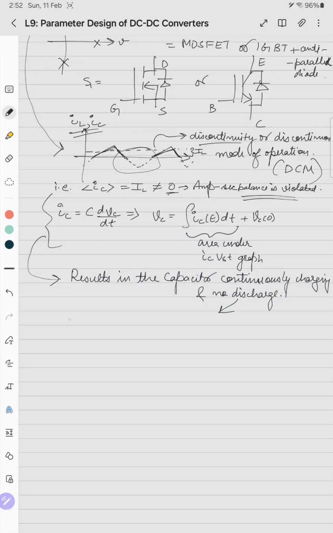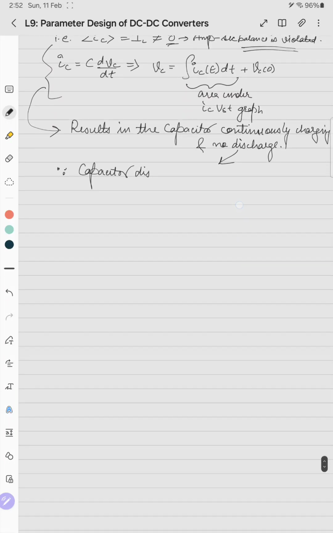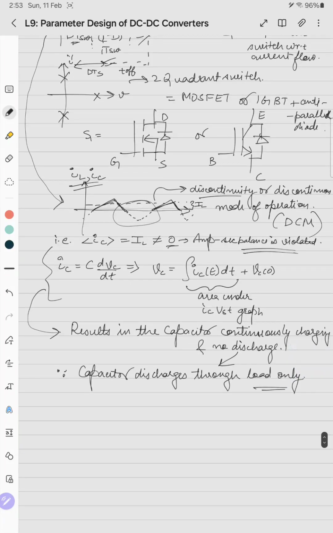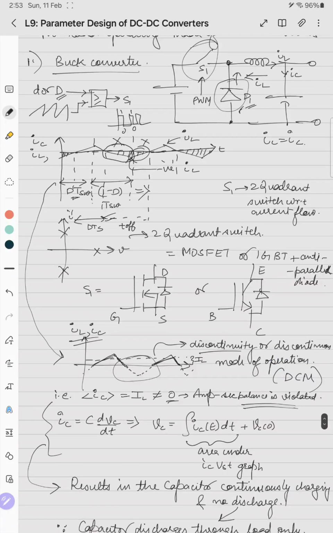Why no discharge? Since the capacitor discharges through the load only. Why can't it discharge through any other circuitry of the present buck converter? Is because of the diode.